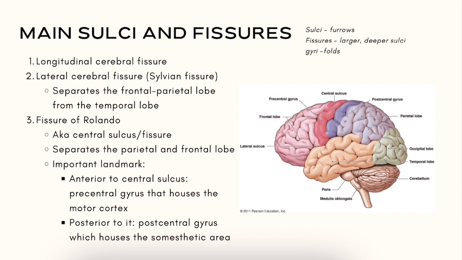Okay, next we have the fissure of Rolando, also known as your central sulcus. Okay, this separates the parietal and the frontal lobe. So this is the central sulcus, this is your frontal lobe, this is your parietal lobe. So the central sulcus, or the fissure of Rolando, is the separation. So this is an important landmark because anterior to that is your precentral gyrus that houses the motor cortex, and posterior to that is your postcentral gyrus, which houses your sensory area, which both of these we're going to be talking about fully in detail in the coming slides.